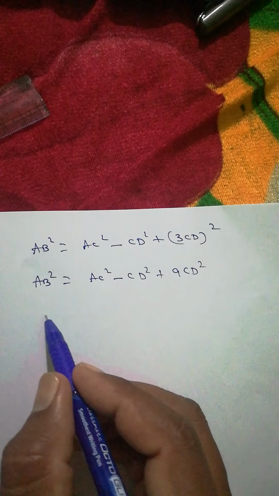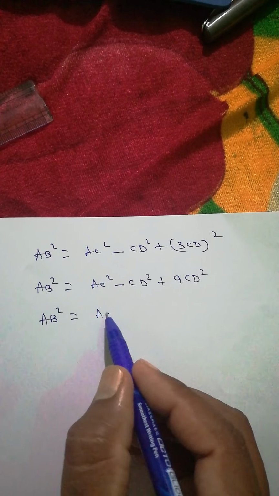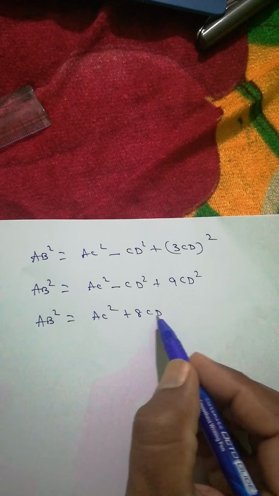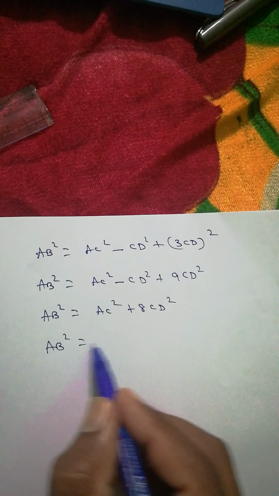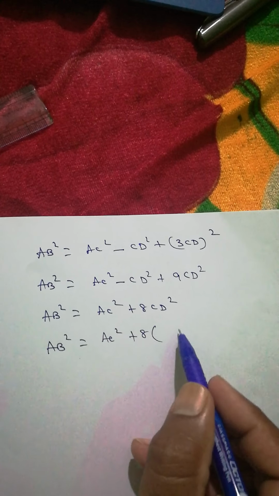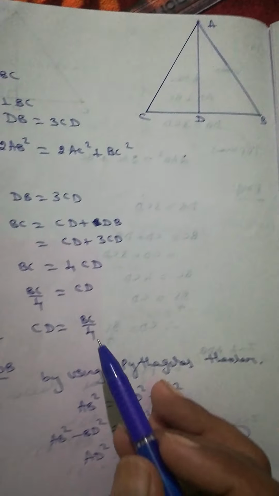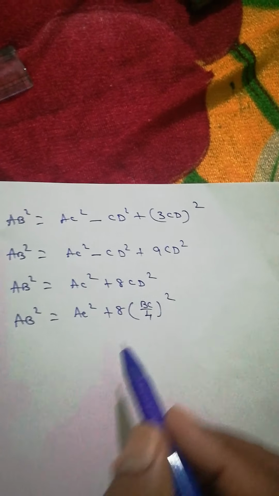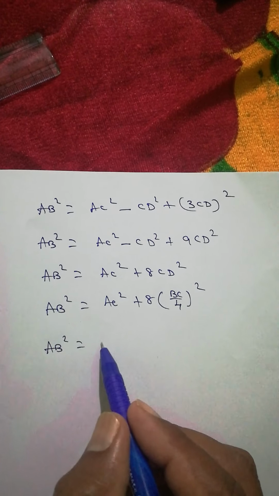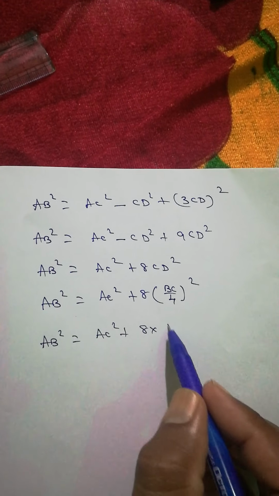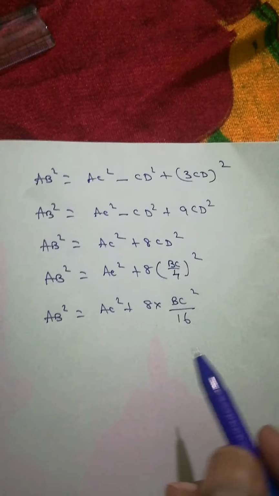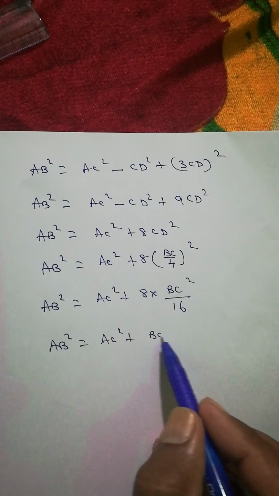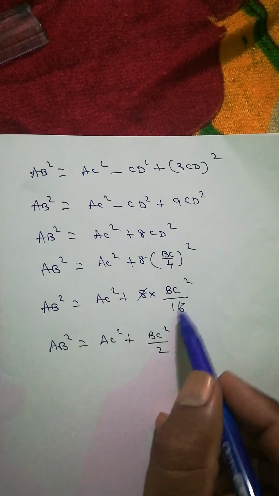3 square is 9. So AB square equal to AC square plus 9CD square minus CD square, which is 8CD square. Therefore AB square equal to AC square plus 8 into CD square, and we already got CD equal to BC by 4. So we write BC by 4 whole square. AB square equal to AC square plus 8 into BC square by 4 square, which is 16. Then AB square equal to AC square plus BC square by 2, because 8 and 16 we can cut by 8.